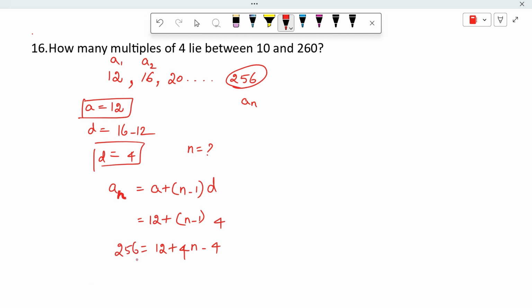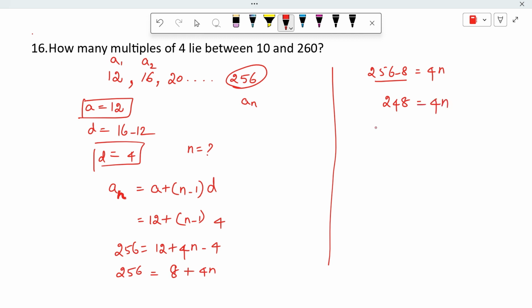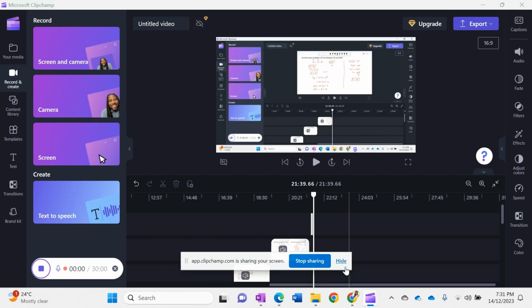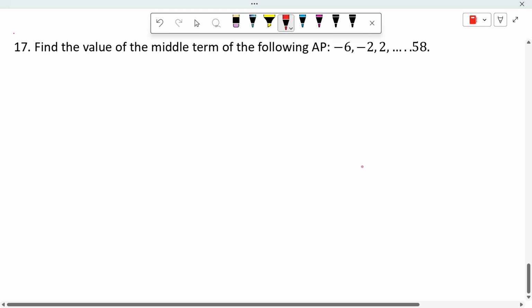So transposing to the other side, first simplify it. So 12 minus 4 is going to be 8 plus 4n. So when I'm transposing it to the other side, 256 minus 8 is going to be 4n. So this is 248 is equal to 4n. So I'm just swapping the left hand side and right hand side. So it becomes 4n equal to 248. n is 248 by 4. So n is going to be 62, right?